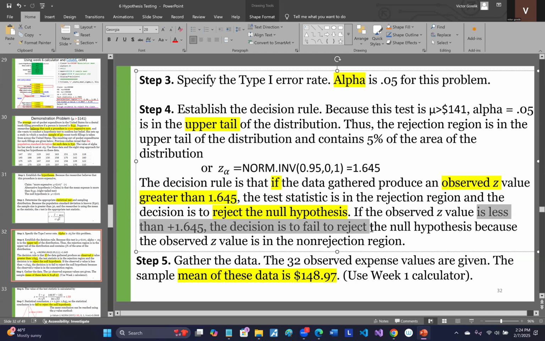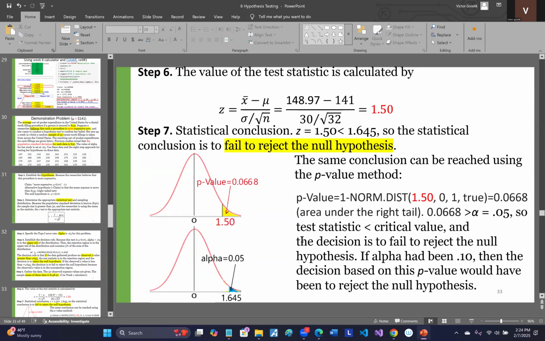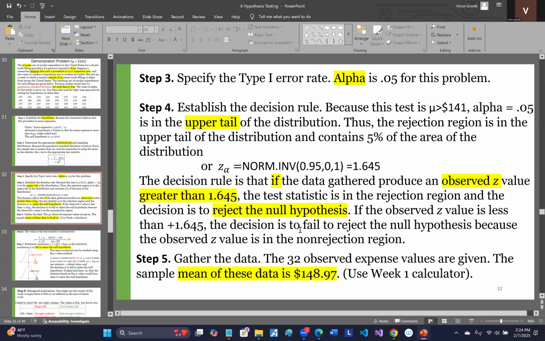Step 5. Gather the data. The 32 observed expense values are given. The sample mean of these data is $148.97. Use Collab 1. Step 6. The value of the test statistic is the difference of the observed and the claimed means over the standard error, or 1.5. Step 7. Statistical conclusion.